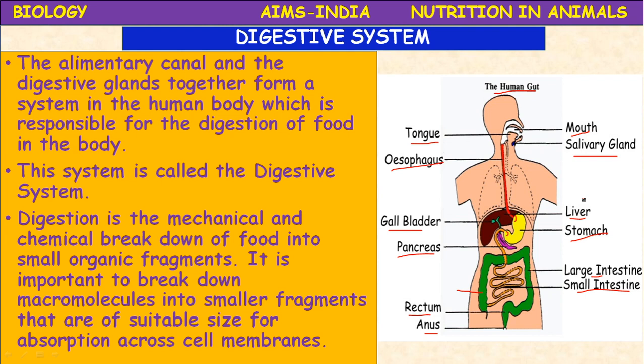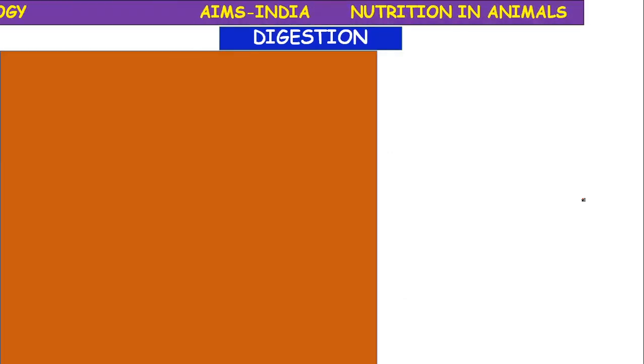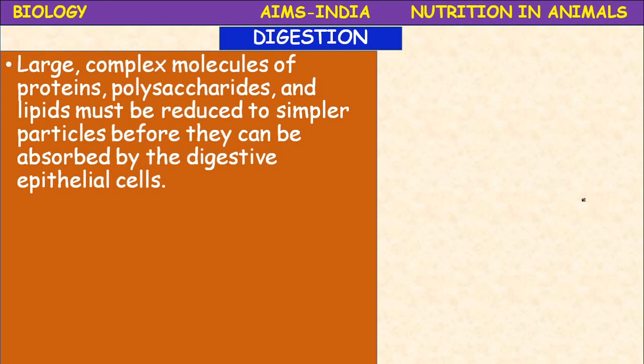The human digestive system is divided into two parts: alimentary canal and accessory glands. Accessory glands include salivary glands, gastric glands, liver, pancreas, and intestinal glands. Okay. Next, the process of digestion.